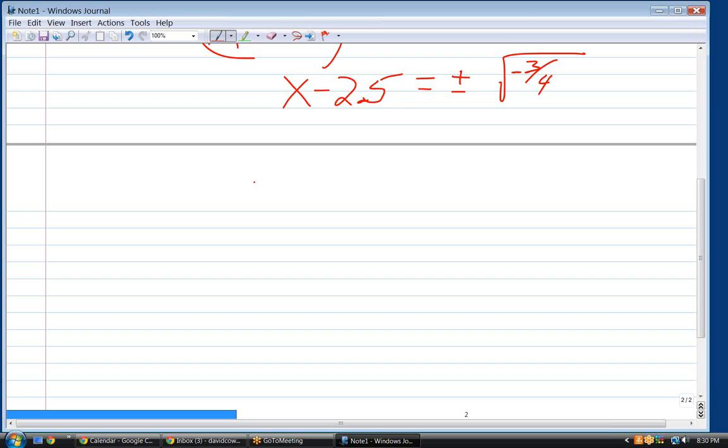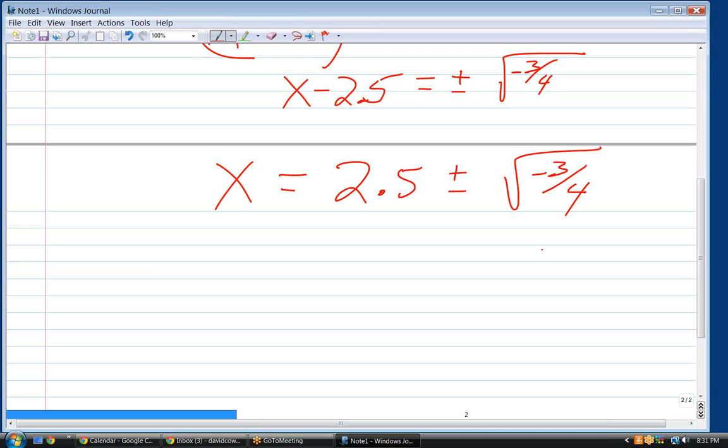So now I can solve it. I just have to add 2.5 to both sides. So the answer becomes 2.5 plus or minus the square root of minus 3/4. Now, let's talk about how we can simplify that, the square root of minus 3/4.